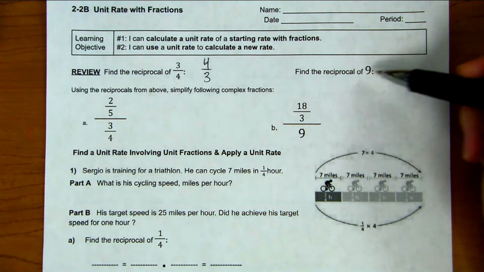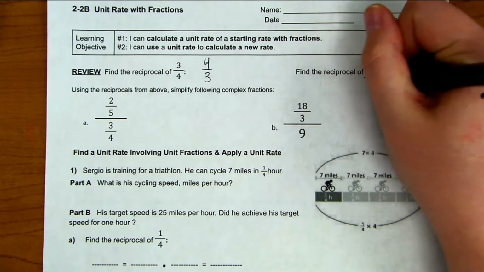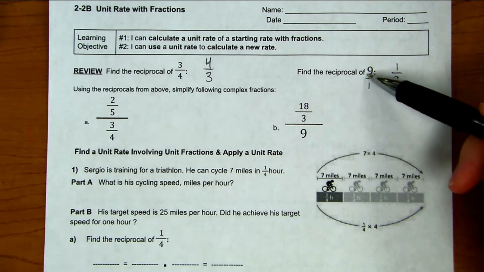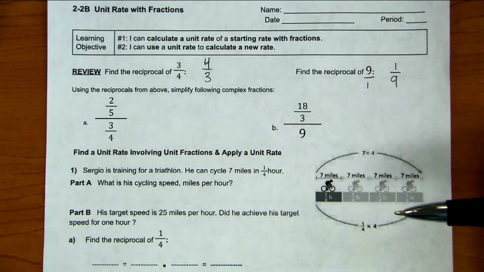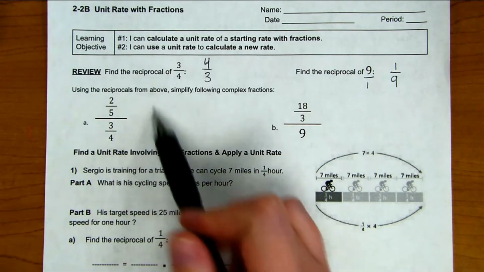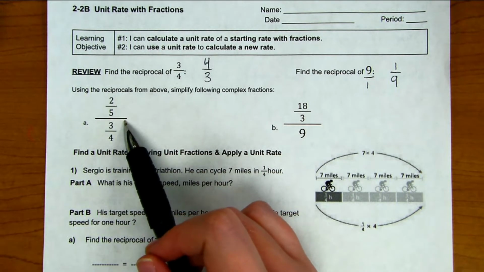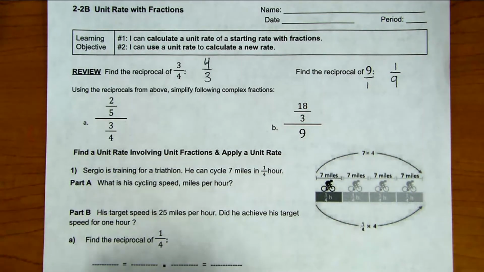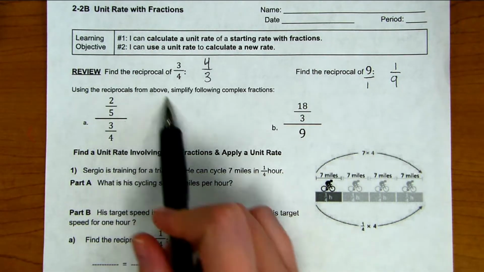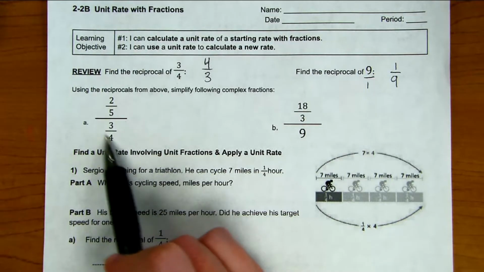If we have an integer or a whole number, the reciprocal of that is going to be 1 over that original number. So the reciprocal of 9, or 9 over 1, will be 1 over 9. Now, we can use reciprocals to help us simplify some of these more complicated situations. So we have 2/5 over, or divided by, 3/4. Now, we can simplify this by multiplying both the top fraction and the bottom fraction by the reciprocal of 3/4.